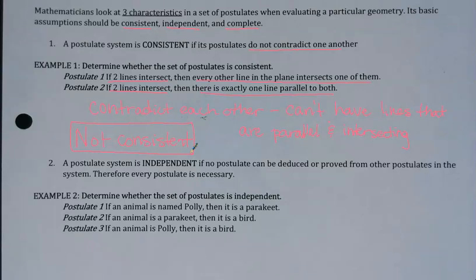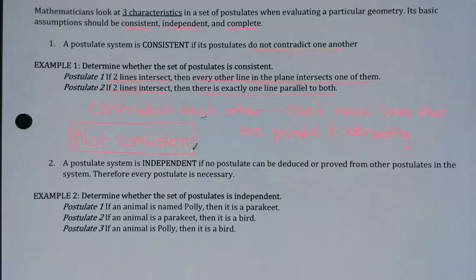Independent is the next one. A postulate system is independent if no postulate can be deduced or proved from other postulates in the system. Therefore, every postulate is necessary. Okay, so every postulate is necessary. They're all individual. So, example 2, determine whether the set of postulates is independent.